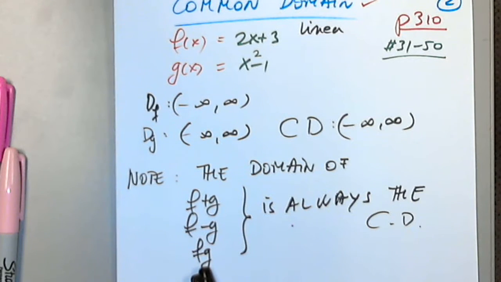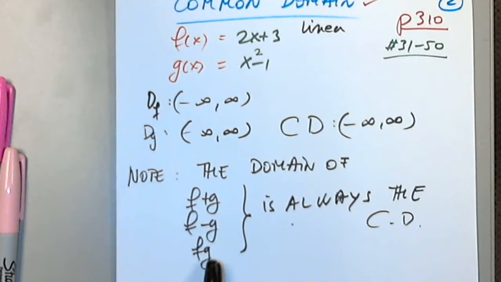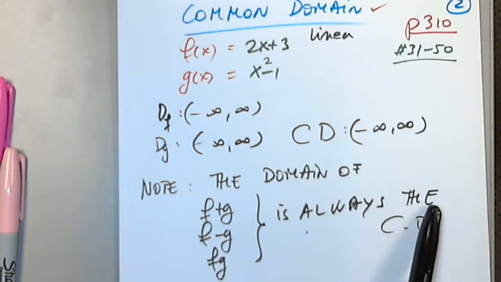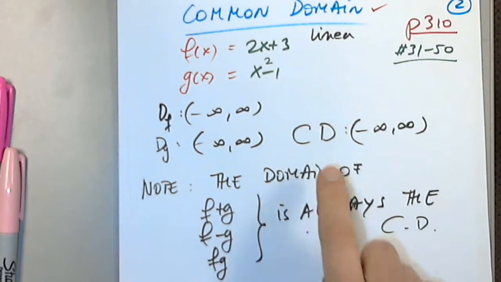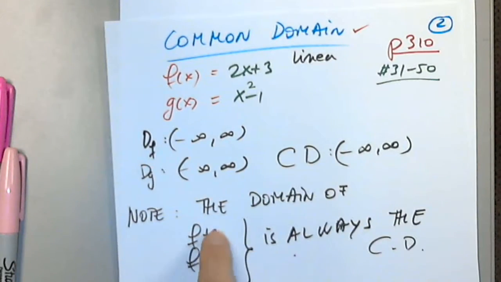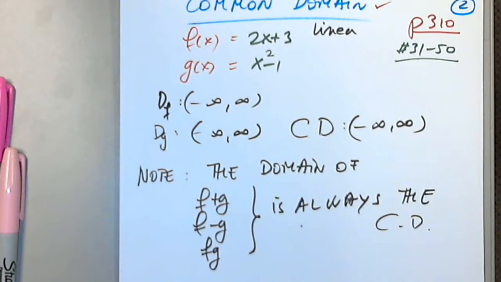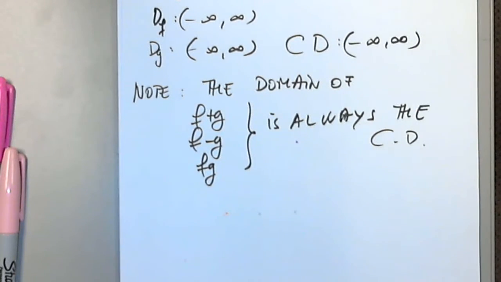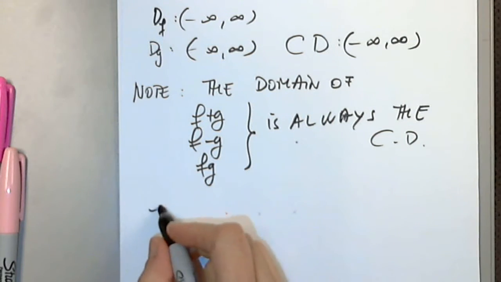Notice that I haven't mentioned anything about the ratio. There is an "if" in the ratio, so I can include it later once I look at it. So the domain of the sum, difference, and product is always the common domain. So once I have the common domain, I don't have to write the domain of these three functions again. Good.